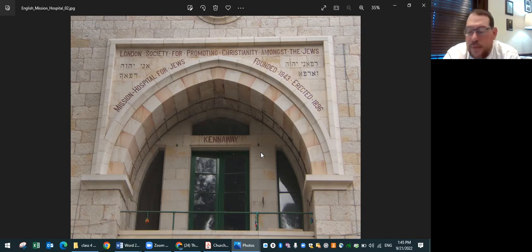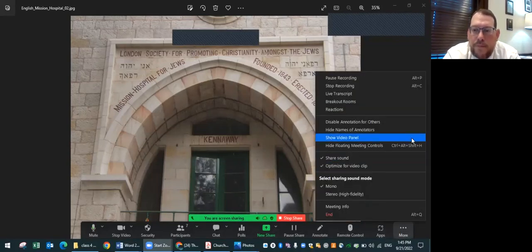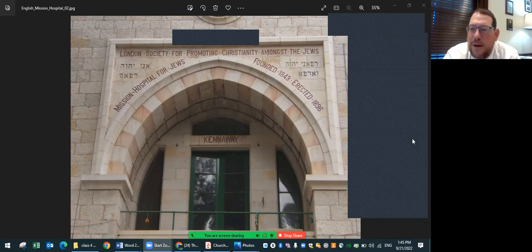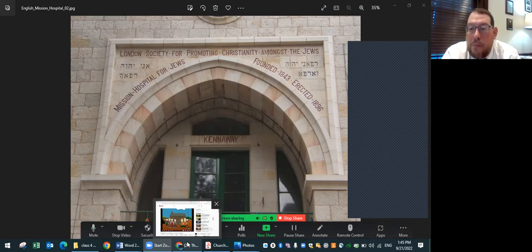Does anybody know where this hospital is? You don't have to know, but does anyone happen to know where this hospital is? I'm actually pretty sure some of you passed by this hospital many times. Anyone want to take a guess where that hospital is? Anybody? Nobody? Really? It's in Jerusalem.